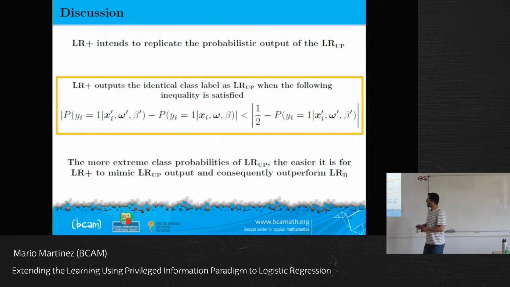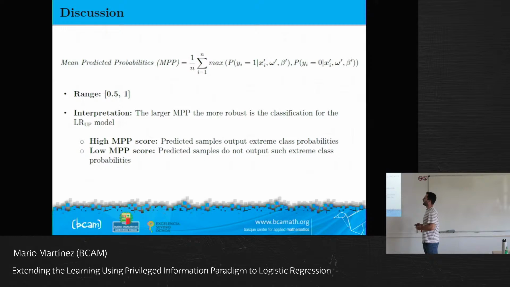So if we translate this into a metric, we have the mean predicted class probability, MPP, for the LRUP classifier, where you can see here the probability of the LRUP classifier, here and here. It has a range between 0.5 and 1, and the interpretation is that the larger it is, the more robust is the classification for the LRUP model, which can influence how our LR plus can perform. A high MPP score means that predicted samples output uncertain probabilities, and a low MPP score means that predicted samples output extreme class probabilities. Finally, here we have evaluated this MPP over 10 different datasets, and we also check whether or not our LR plus outperforms the base classifier.